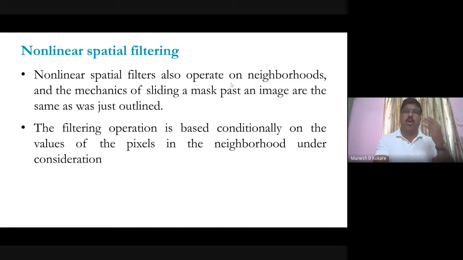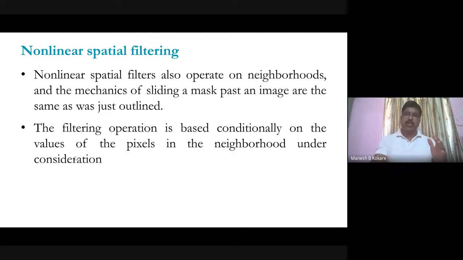For example, median filtering is called nonlinear filtering. You arrange the pixel values in ascending order, find the median, and that will be the output. The filtering operation is based conditionally on the values of the pixels in the neighborhood under consideration, and that kind of filtering is called nonlinear filtering. So the simple average filter is a linear filter, whereas the median filter, in the case of low pass, is a nonlinear filter. Now we'll see the simple average filter as linear filtering of the image, as well as nonlinear filtering, that is median filtering.